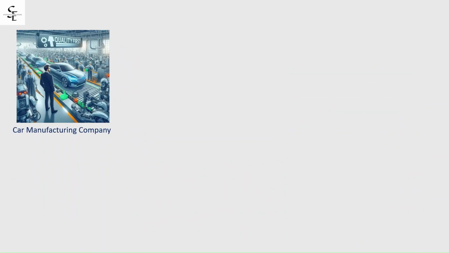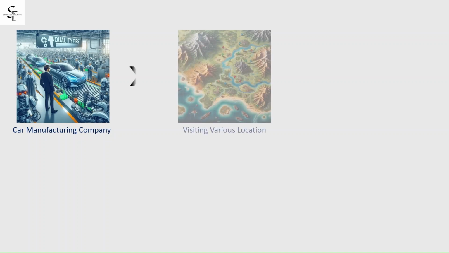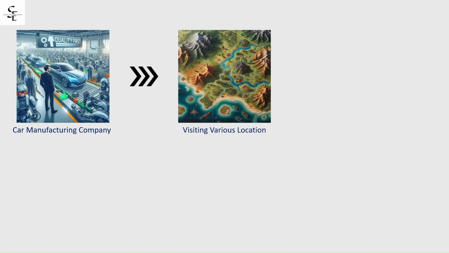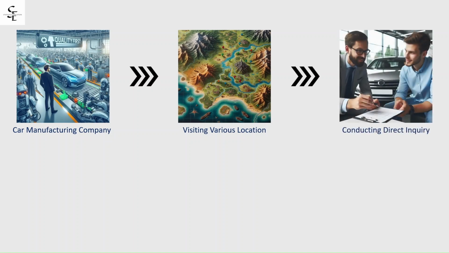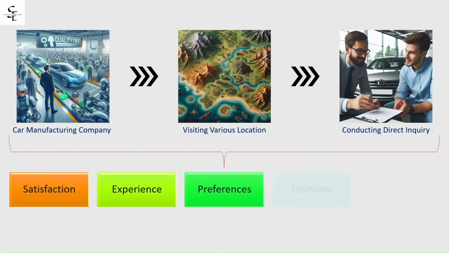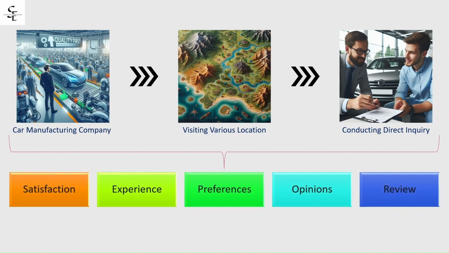Now let's understand this with the help of an example. Suppose a car manufacturing company introduces a new product, such as an electric car. Now they want to know what customers think about this car. So they plan to visit car owners in various locations and through direct inquiry, they want to ask them about the car and its features. This type of inquiry allows the car manufacturers to gather information about customer satisfaction, their experience with the cars, their preferences, their opinions, and reviews. These details are essential for the company to make cars that can satisfy customers to the maximum extent.